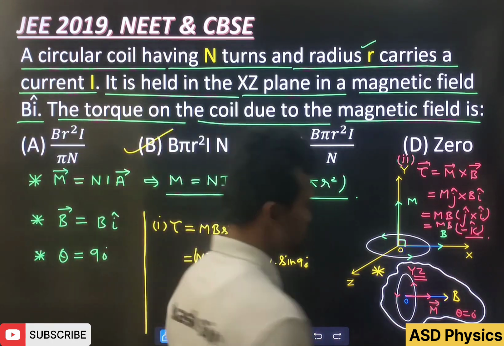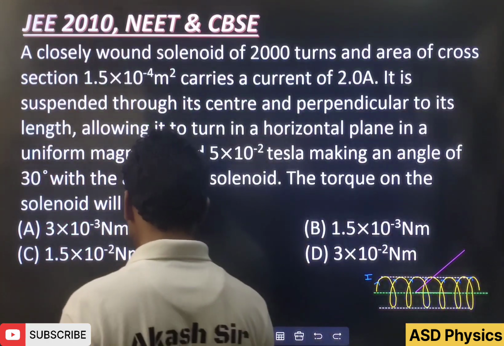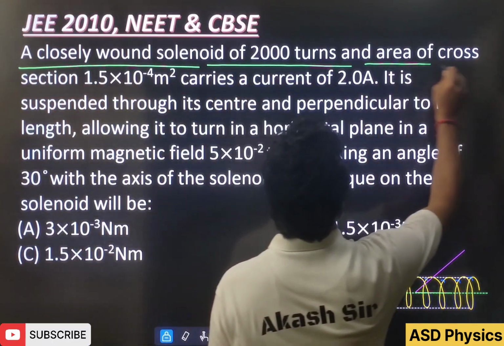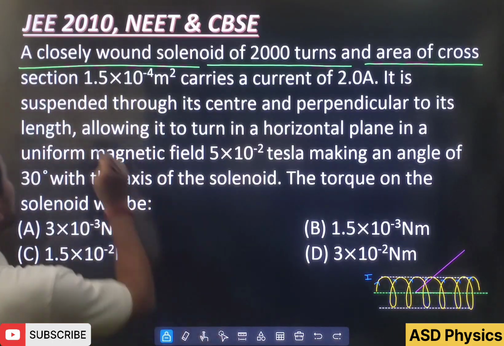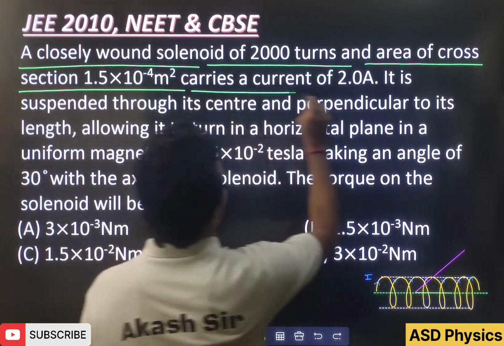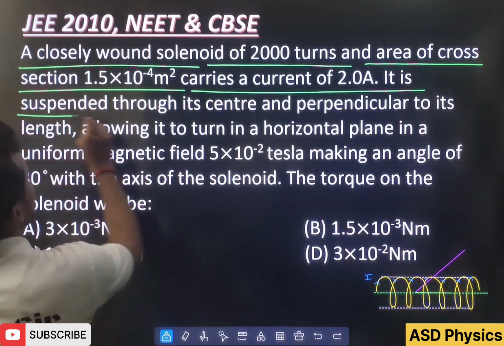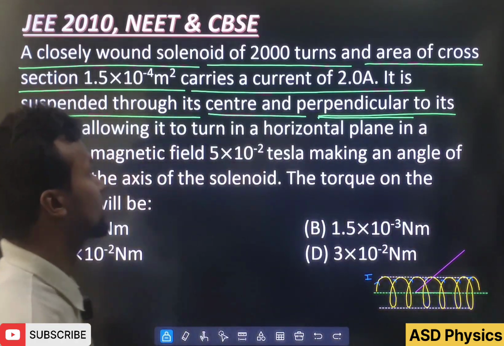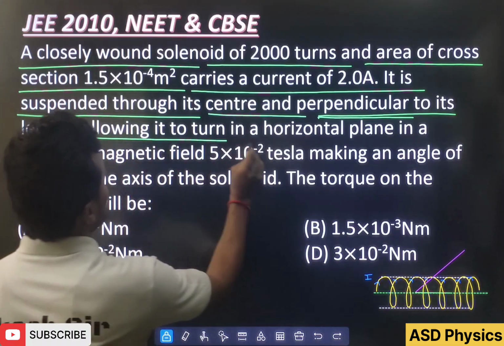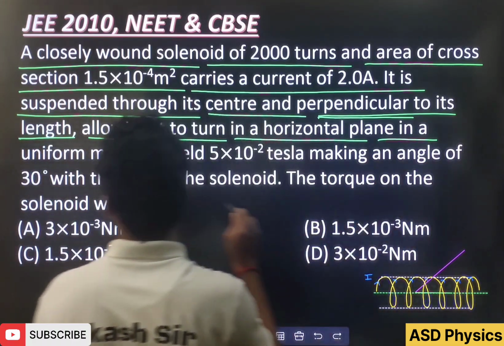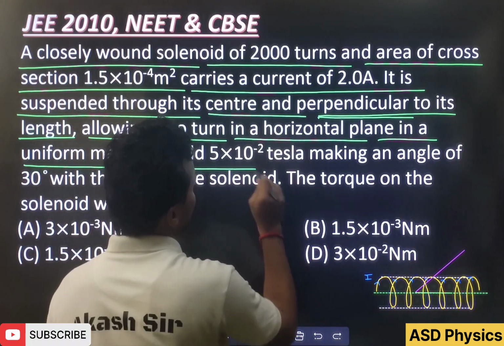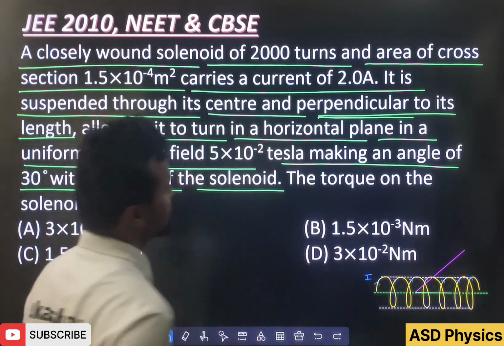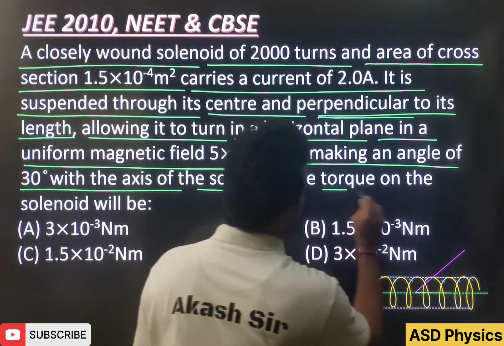Now we'll go for the next question. The question is here. A closely wound solenoid of 2000 turns and area of cross section, this one, carries a current of 2 ampere. It is suspended through its center and perpendicular to its length, allowing it to turn in a horizontal plane in a uniform magnetic field, this one Tesla, making an angle of 30 degrees with the axis of the solenoid. The torque on the solenoid will be how much?